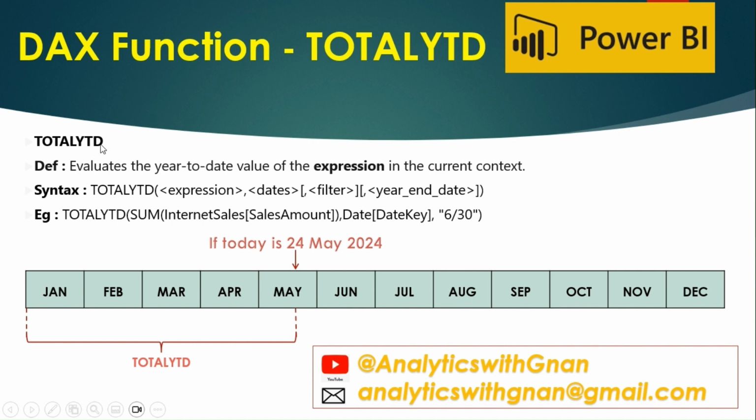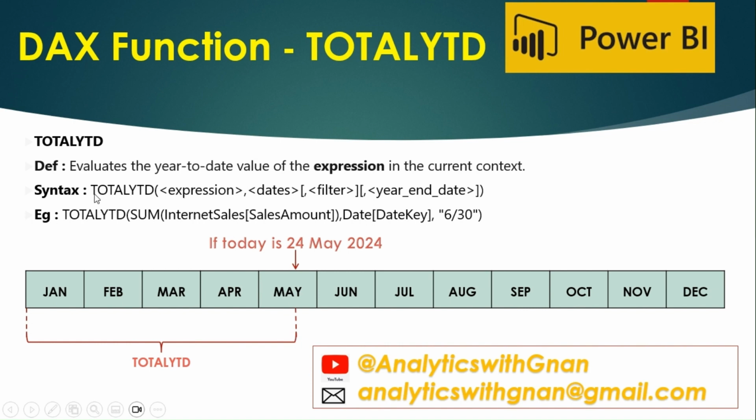YTD stands for year to date. It evaluates the year to date value of the expression in the current context, which means if you have a value, the sum of sales, it evaluates from the 1st of January till the date that you pass as an argument. If you take an example, if today's date is 24th May 2024, it evaluates the TOTALYTD value from the 1st of Jan till this date.